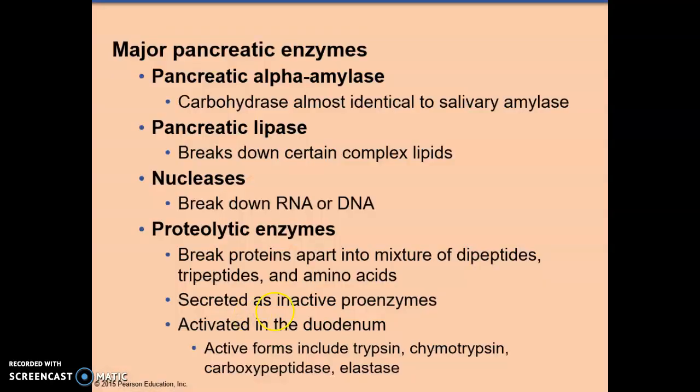The major pancreatic enzymes include amylase, to break down carbs, lipase, for lipids, and nucleases, which break down RNA and DNA. Proteolytic means protein-digesting enzymes. These are secreted inactive. They're activated in the duodenum, and these include trypsin, chymotrypsin, carboxypeptidases, and elastase.